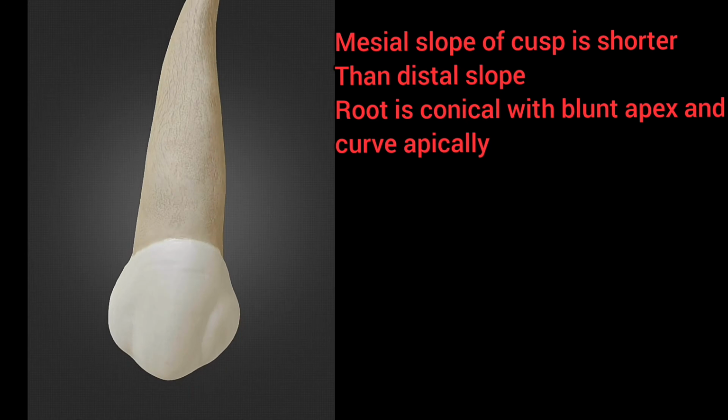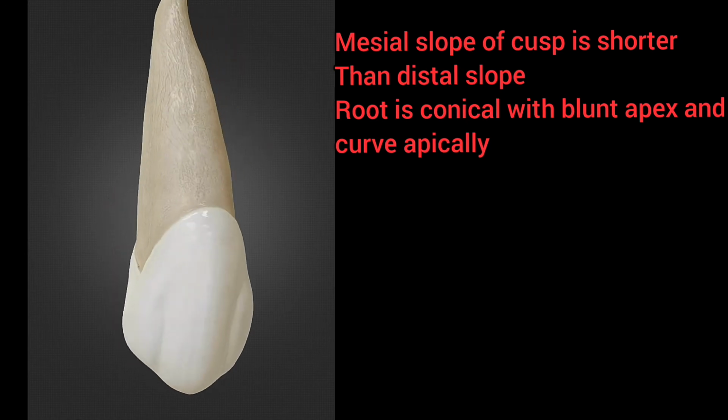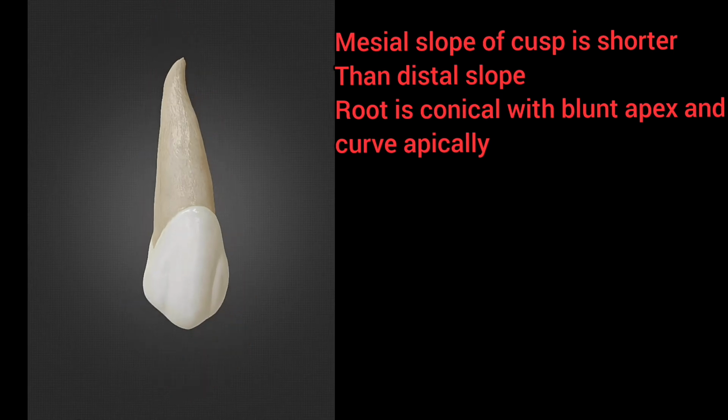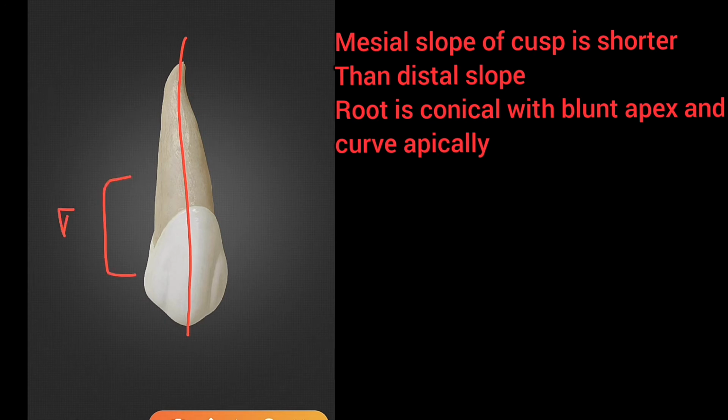So here's the apex, so apex is blunt. And also root is curved distally at the apical third. So this is the center of the tooth, and this is the mesial side, and this is the distal side. So you can see the root is curved distally.